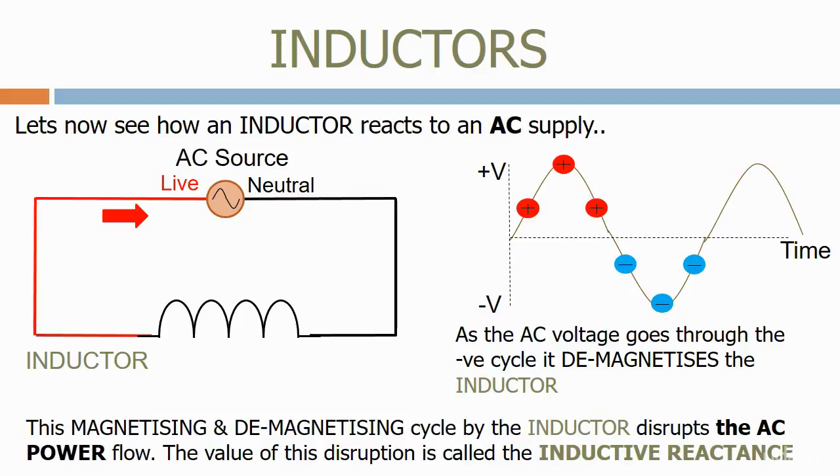This magnetizing and demagnetizing cycle by the inductor disrupts the AC power flow. The value of this disruption is called the inductive reactance.